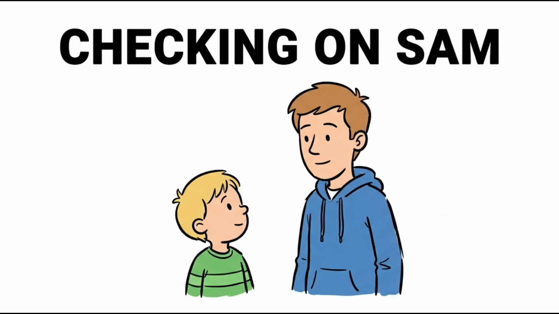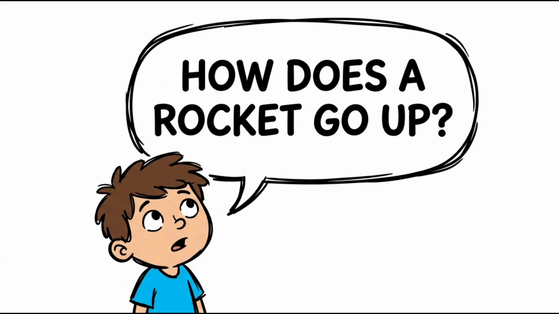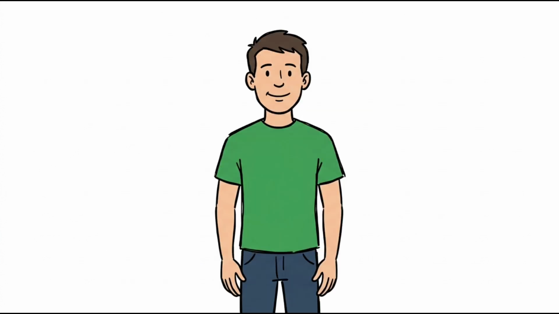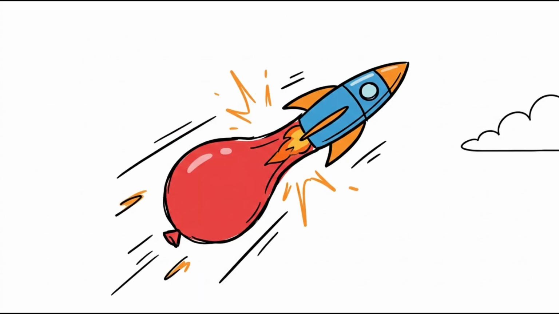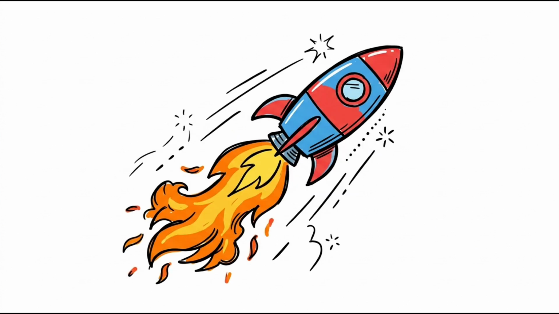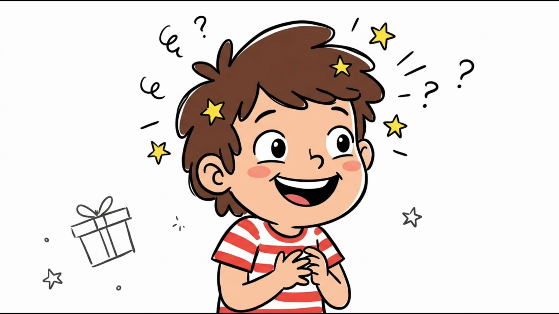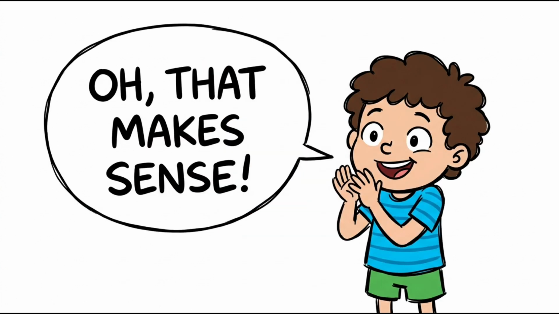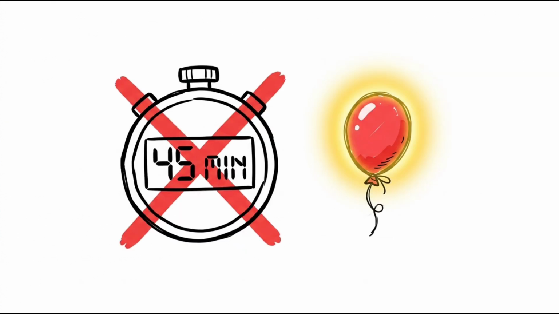Let's check on Sam one more time. His cousin asks the same question. How does a rocket go up? And this time, Sam smiles. You know how a balloon flies across the room when you let go of it without tying it? A rocket is the exact same thing. It just blasts out fire instead of air, so it can fly all the way into space. His cousin's eyes light up immediately. Oh, that makes sense. That's the whole test right there. Not 45 minutes of technical language, just one balloon.